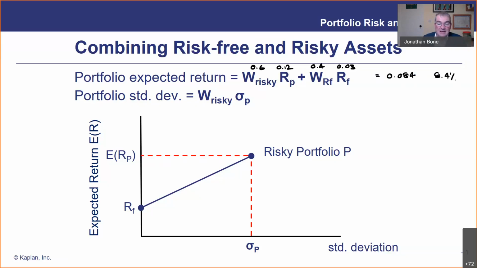So the portfolio standard deviation we can compute very simply by taking the weighting of our risky asset times the standard deviation of the risky portfolio. You don't need to consider the risk-free asset. There's no diversification benefit.